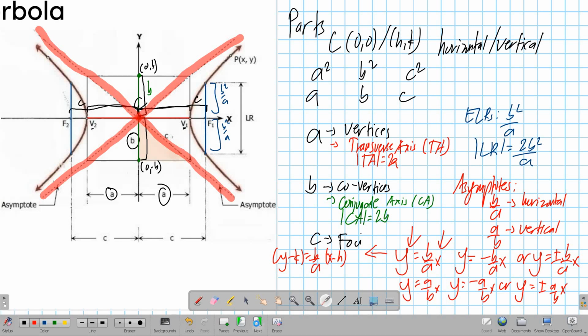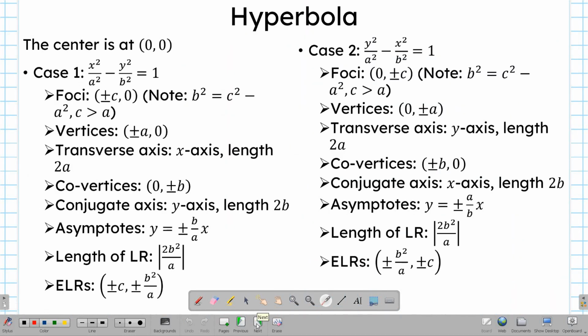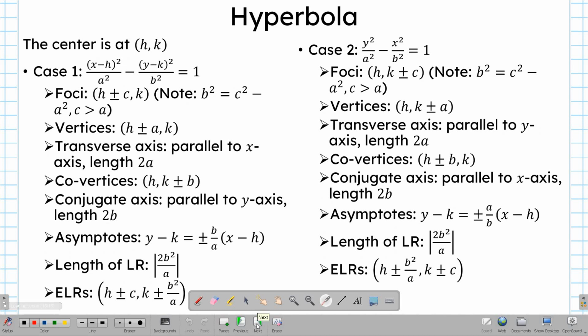Now, just to show the formulas, here are the formulas of the hyperbola if the center is at (0, 0). And here is the set of formulas for the hyperbola if the center is at (h, k). Like what I mentioned a while ago, if it's at (h, k), this becomes the equations of the asymptotes.